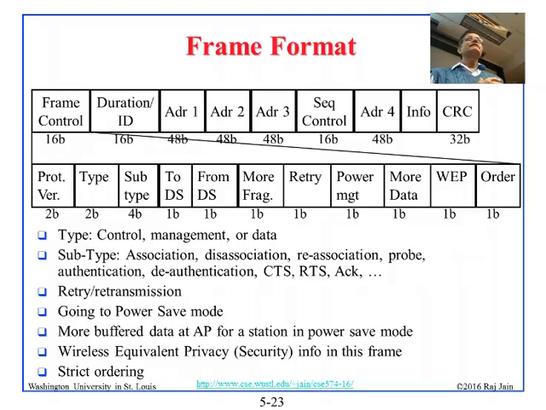Okay? All right, power save. More data buffered at the access point for the station in power save mode. So more means the access point is sending you some data and says, look, hold on, don't go to sleep. There's more coming in. Okay? And remember, to send all that data, it will have to do that RTS, CTS stuff, I mean, everything. And WEP is the wireless equivalent privacy, that is the security information in this frame, and the ordering is strict.